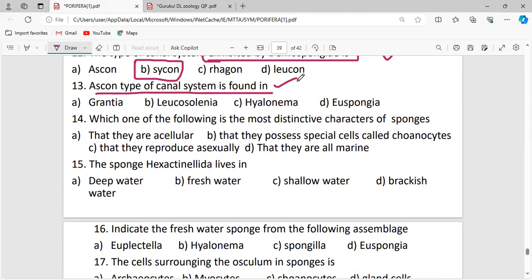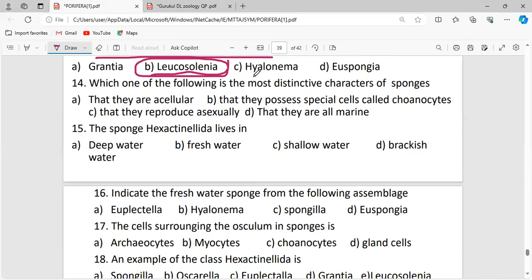So this is why I'm stressing the type of canal system and perfect examples of canal system. So the Ascon type of canal system is found in. Any guesses? Let me say, Ascon type of canal system is found in the Leucosolenia. Okay.